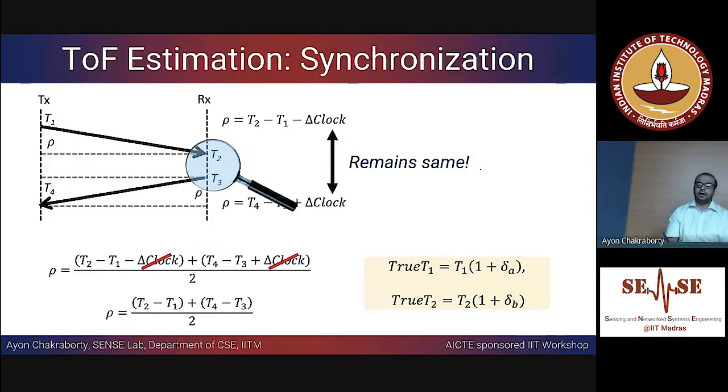So instead of using T1 directly, we are going to use the true T1, which is equal to T1 times 1 plus delta A, where delta A is the clock drift at A. And true T2 is equal to T2 times 1 plus delta B, where delta B is again the drift. So I am accounting for the drifts here.